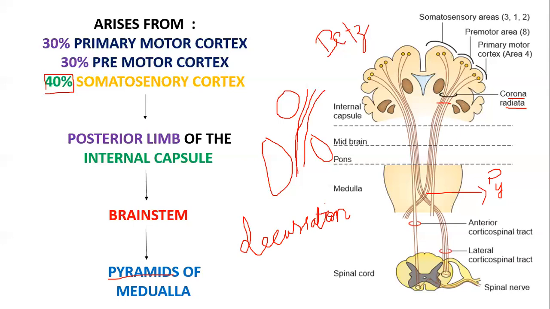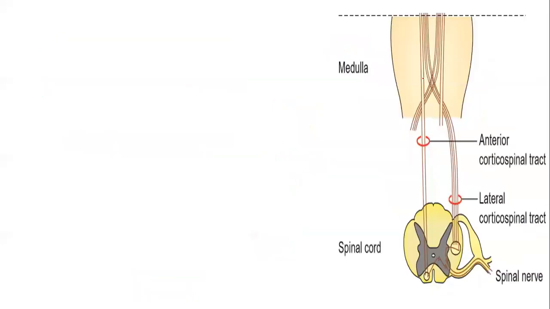So till here it is clear: origin, then corona radiata, then posterior limb of internal capsule, then via your brainstem, and at the upper part of the medulla, there is going to be pyramidal decussation. After that, in the lower part of the medulla, it is dividing into two. I'll just take this half alone. Just take this picture. I will consider this half, which means I'm going to consider only one side of the cerebral cortex. Once your pyramidal decussation happens, the fibers are going to divide into two.